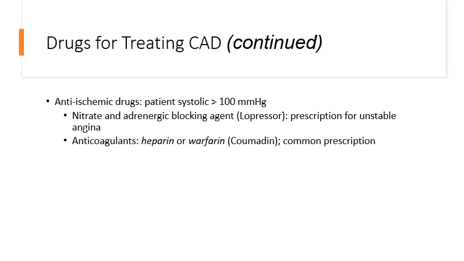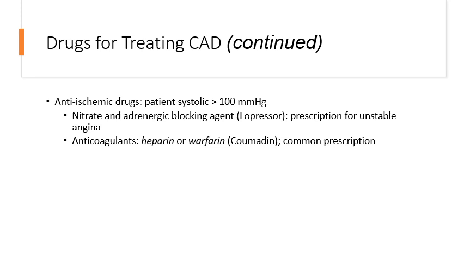Anticoagulants, heparin or warfarin, again, will also be another common prescription when looking at an individual getting treated with these. So anti-ischemic drugs will be for patients who have previously had chest pain, who have been previously prescribed medication. Some things to note in looking at these particular drugs, particularly with the nitrates.